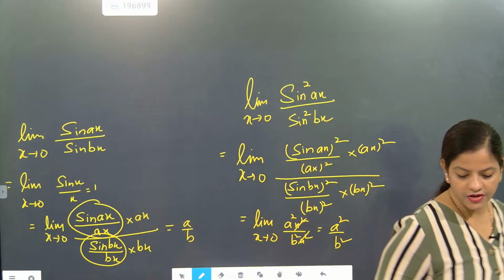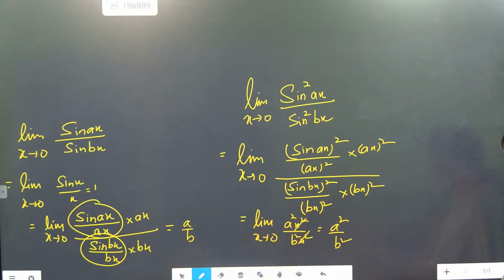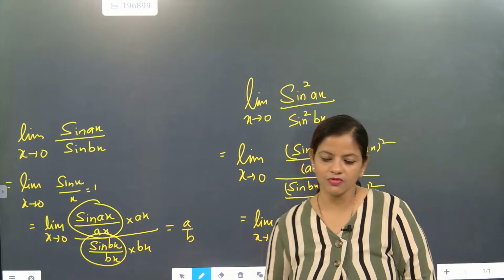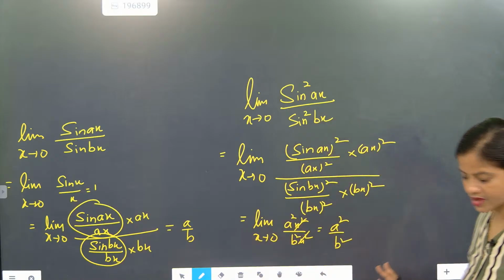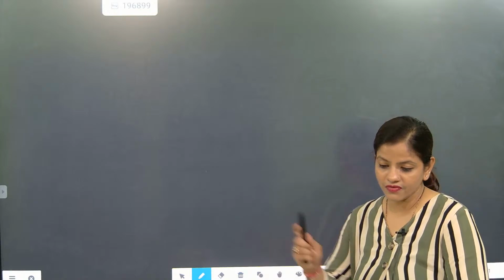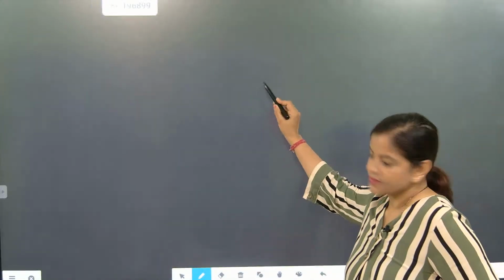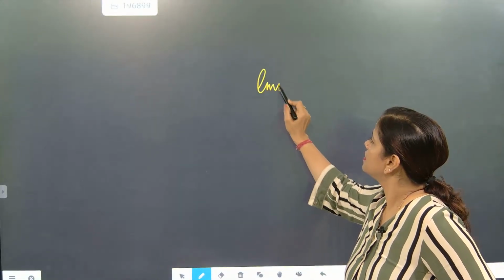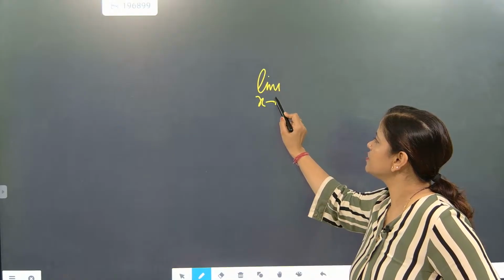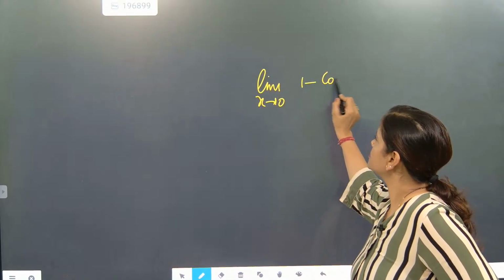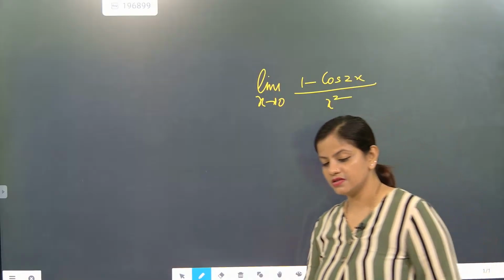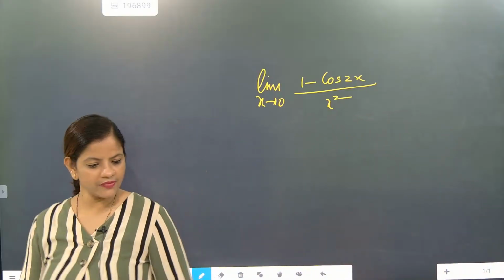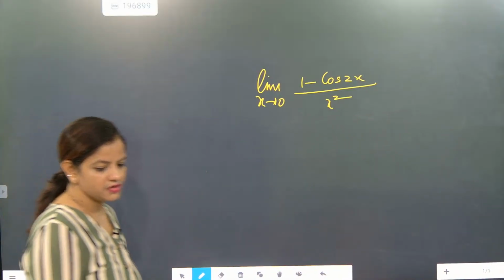I hope you might have understood. But this is not the only question I am going to give, because now I am going to make the question level difficult for you. So this is one part. Now what if they give you this question? Limit x tends to 0, 1 minus cos 2x by x square. Now you handle this question and say the answer. Absolutely correct, Navneet.